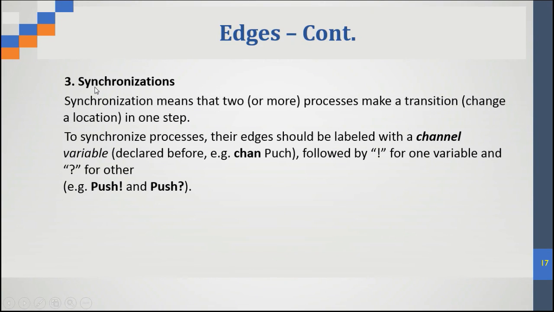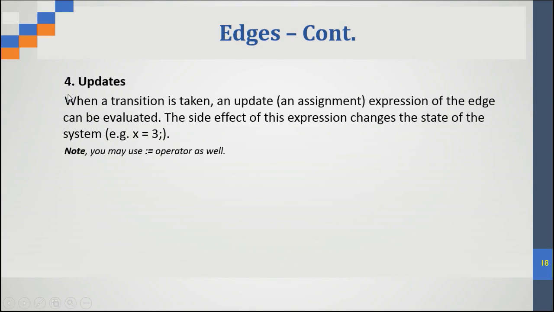Synchronization is the channel, so we can define the channel on the edge. We also have different types of channel. In case we want to communicate between two automata, the receiver and the sender should take different types of channel, as a sender and as a receiver. The update is used to assign a value to the variables, clocks or other types.